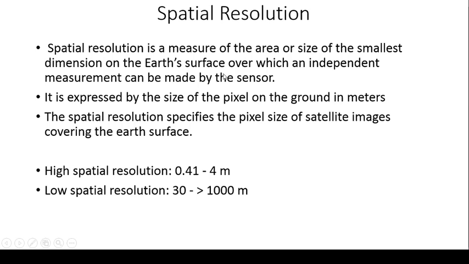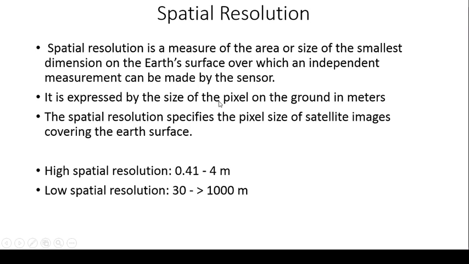Talking about the first resolution, that is spatial resolution, it is the measure of area or size of the smallest dimension on the earth surface over which an independent measurement can be made by the sensor. So spatial resolution can be used to measure the area or size of the smallest dimension, meaning the smallest objects can be measured by spatial resolution with different pixel sizes, and they can be remotely sensed perfectly. This spatial resolution is expressed only by the size of the pixel.